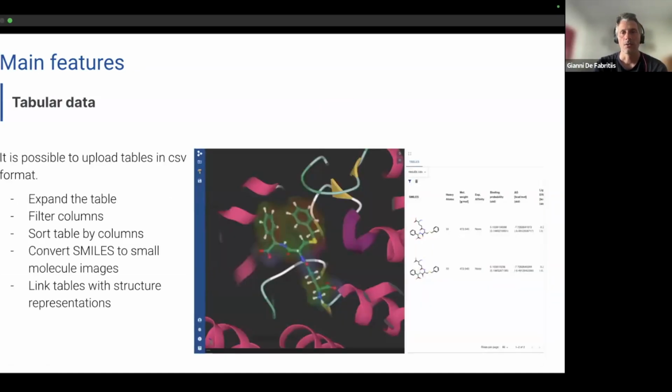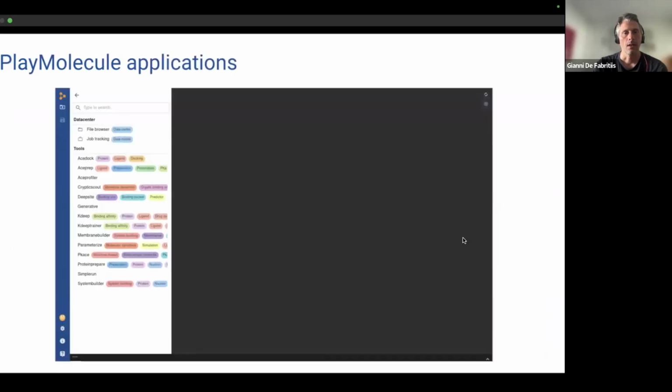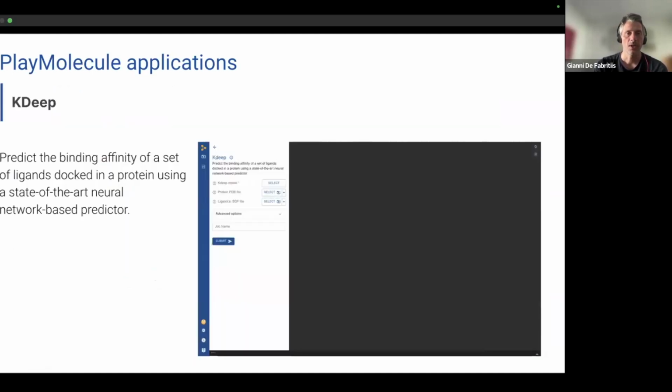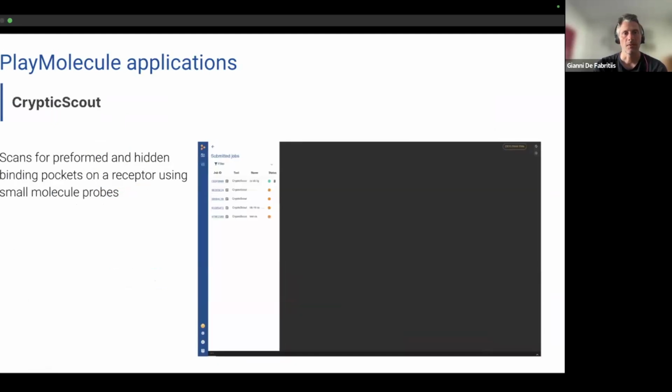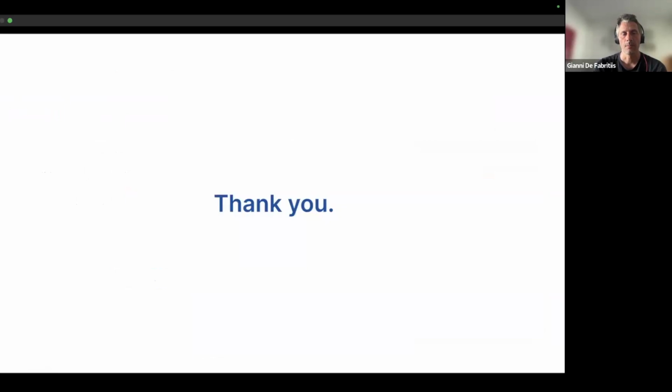You can also look at tabular data. As I said, there are applications like KDeep and so on, which run relatively fast. We try to put them there, and so it's free. You just log in with your Google account and then you can access the applications and try them. It's an easy way to get documentation and so on. It's totally free. Okay, this is an example of how to use KDeep, for instance, to score and another app.